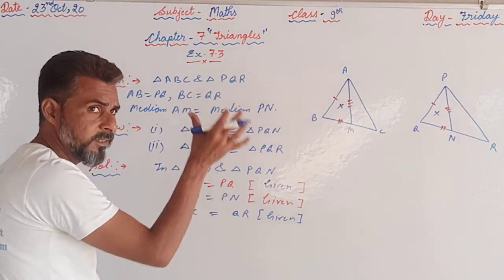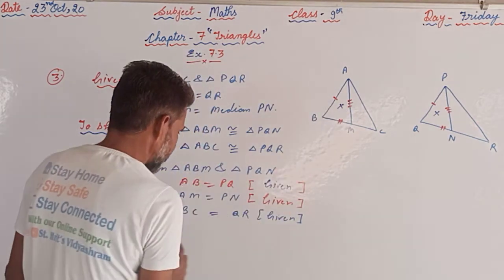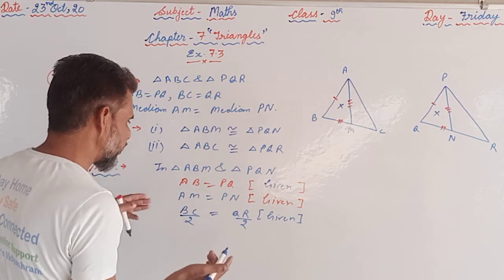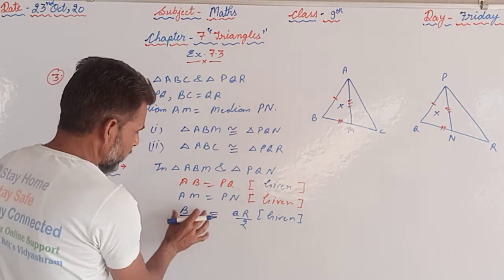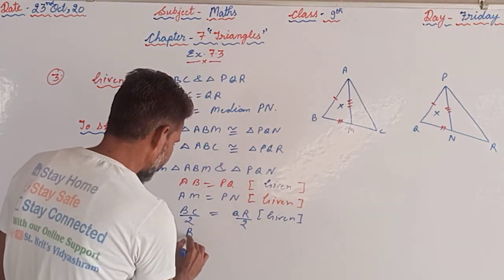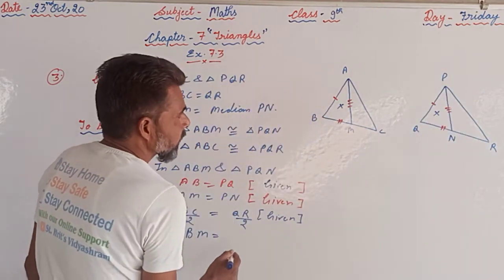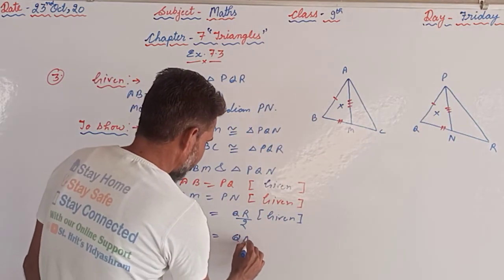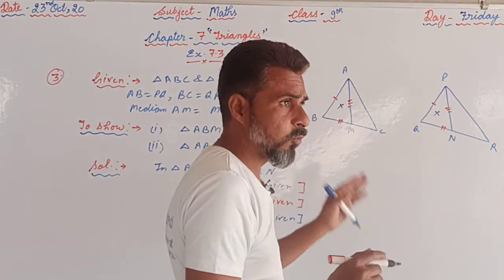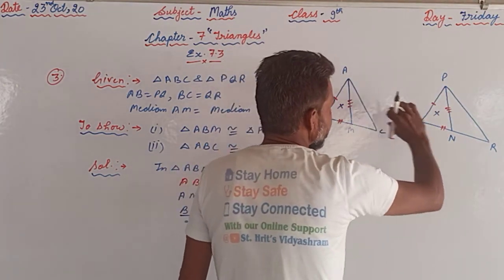Now BC is equal to QR, that is given, but BC is not the side of the smaller triangle. So half of BC is equal to half of QR. Half of BC will be BM, because AM is the median, and half of QR will be QN, because PN is also the median. So BM equals QN. Now all the sides of these two triangles have been proved equal: AB is equal to PQ, BM is equal to QN, and AM is equal to PN.